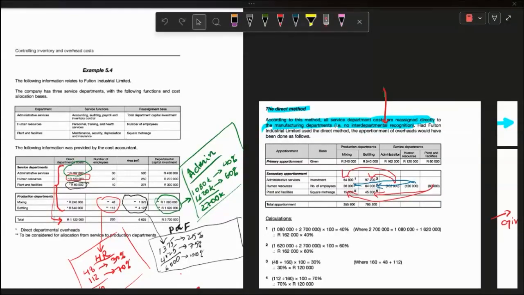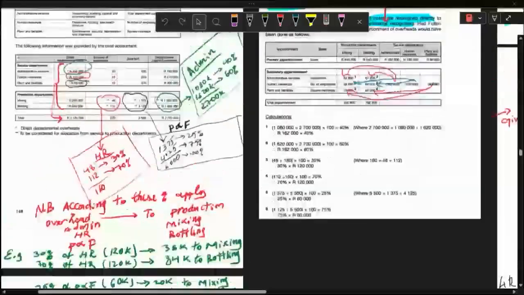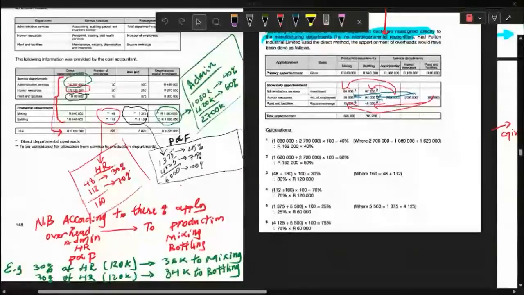That's all. We do the same thing for the human resources. But this time, what must we look at? They tell you the basis for the human resources is the number of people. We don't pay any attention to the interdepartmental, we go straight, because this is the direct method. We are directly sending that money to the production department. And we know that there's 48 employees for the mixing, and for the bottling, there is 112 employees. Very simple. What is the percentage there? Here it is, HR percentage: for the bottling is 30%, for the mixing is 70%.